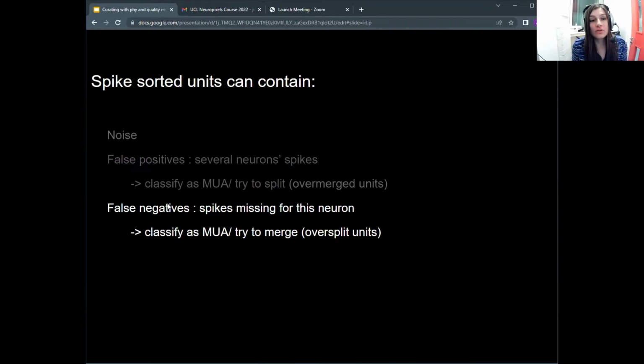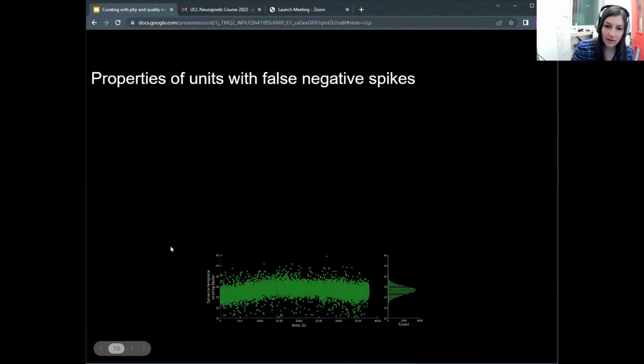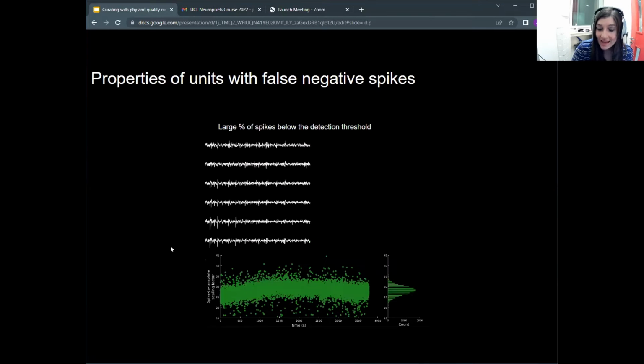Finally, units can contain false negatives. They can be missing certain spikes for a neuron. So this happens because potential spikes are detected, usually in most spike sorting algorithms, by a simple thresholding, which is denoted by this line. So anything that goes below or above that line is classified as a potential spike.